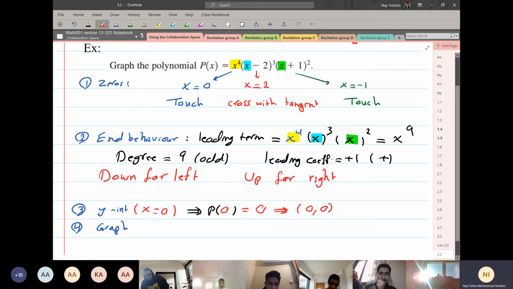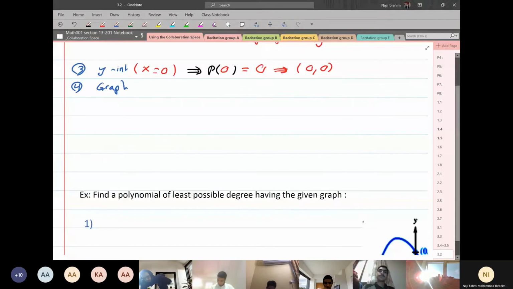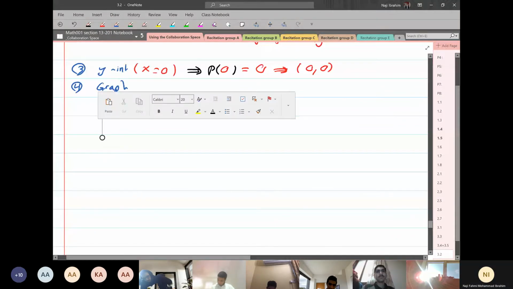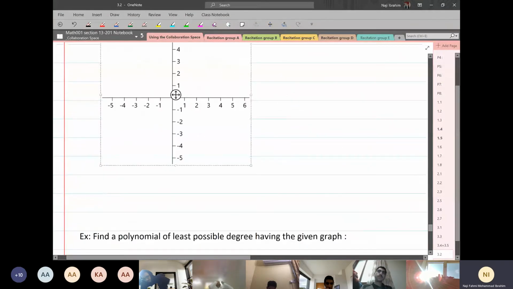Now we have to collect all this information to make a graph. Let me again try to bring the coordinate plane here. Just 1 minute so that we can bring it. Okay. This is our coordinate plane.